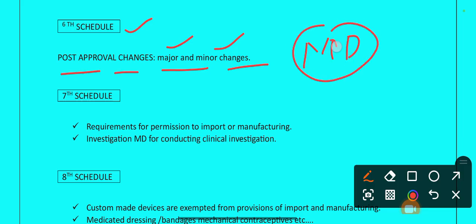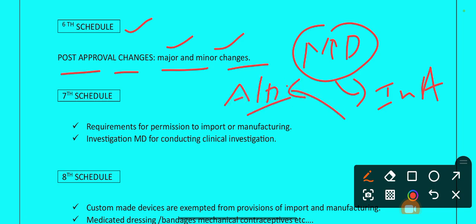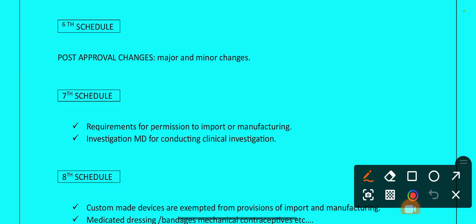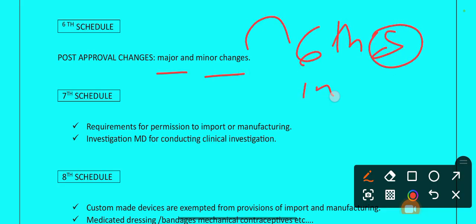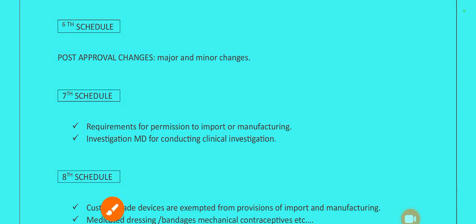Medical device instrument, some advantages and disadvantages, and major and minor changes. The main function of the sixth schedule in the Medical Devices Rules 2017 is major and minor changes. Okay, this is the sixth schedule.